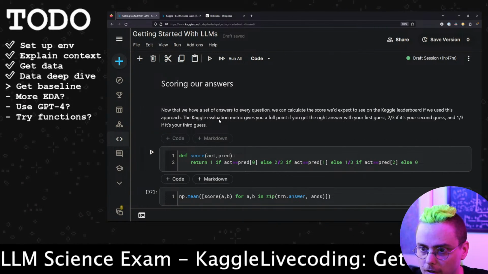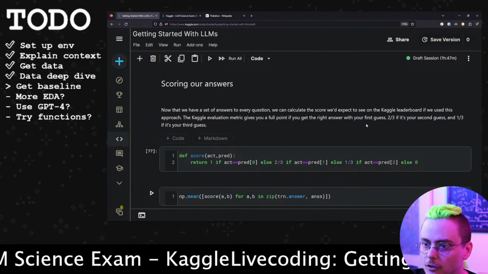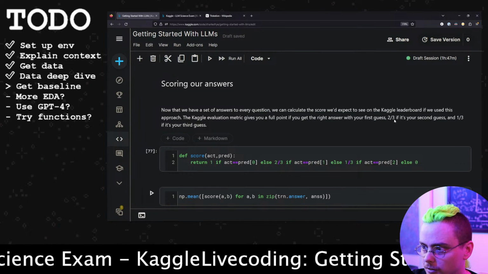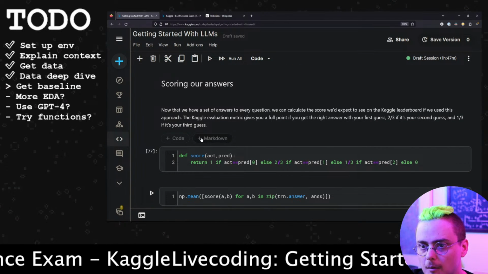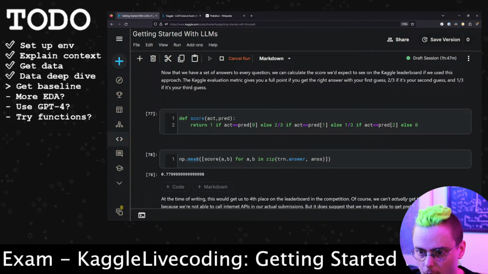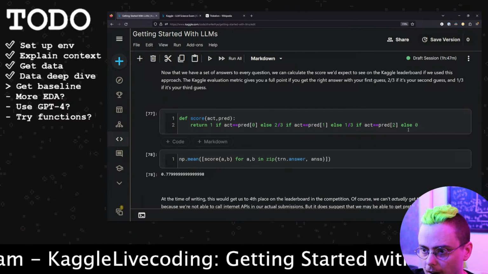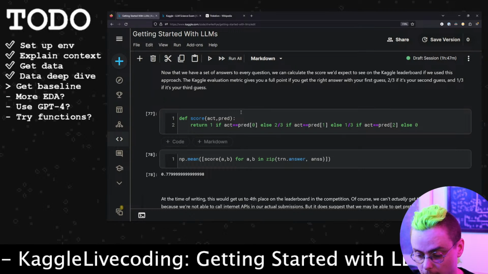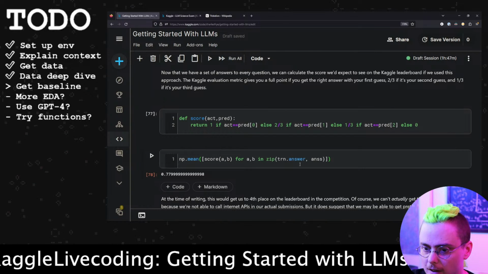All right, let's run our scoring. So it's run. This section on scoring the answers says the Kaggle evaluation metric gives you a full point if you get the answer right with your first guess, 2/3 if it's your second guess, and 1/3 if it's your third guess. I actually think that's not quite right. We can go back and check that in a second. But assuming this is the scoring metric where we're giving partial credit for having the right answer as second best or third best, then our score is like 78%.